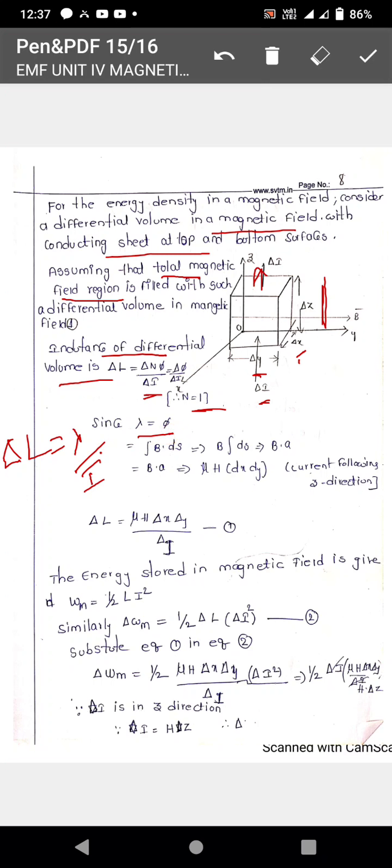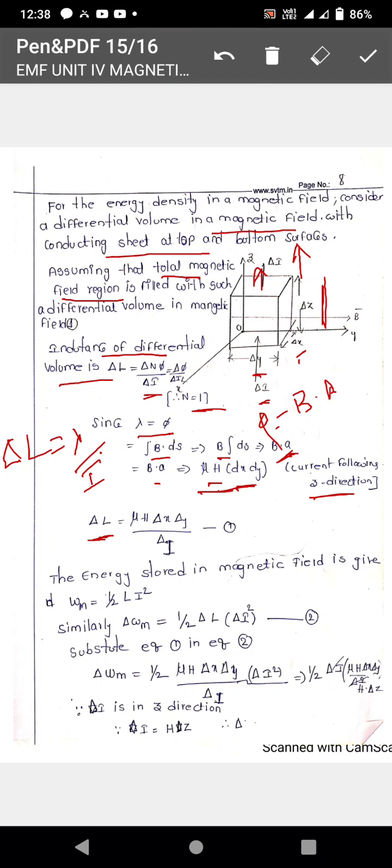Since N equal to 1, lambda equal to phi. Phi we can write as surface integral B dot dS, as you already know. If you integrate dS, S will come. Therefore phi equal to BA, you know that B equal to phi by A, that is the formula. Therefore, BA equal to mu H times the area, and the area is dx dy. Current flows in z direction. When the current is in the z direction, we write dx dy. Similarly, when in y direction, we write dx dz. That means if current direction is z axis, we write mu H dx dy.